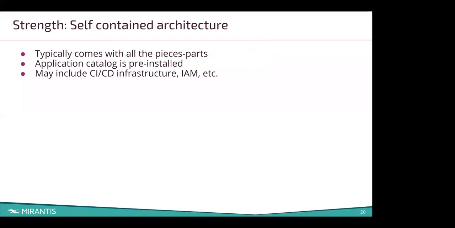So on the strength side, PaaS deployments typically have everything you need to get started. They have an existing application catalog, as we were saying, to which you can likely add components, and some of them will also have additional pieces, such as Jenkins or some other CI/CD or IAM for authentication, and so on. These may be built in or they may be bolted on.